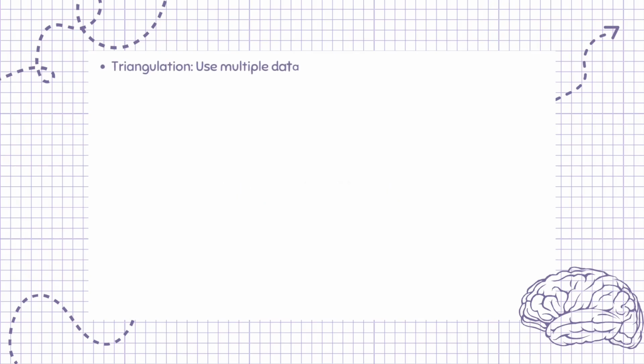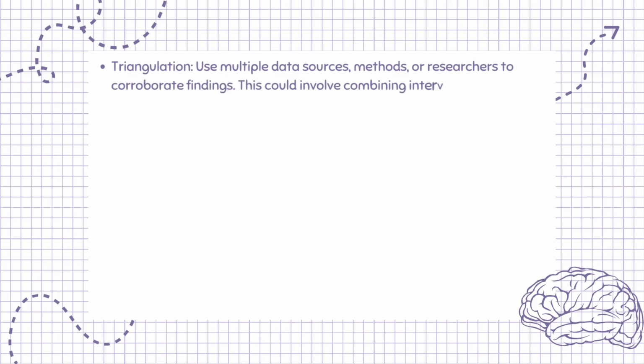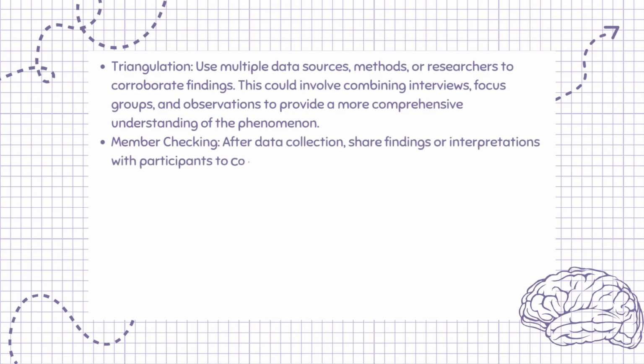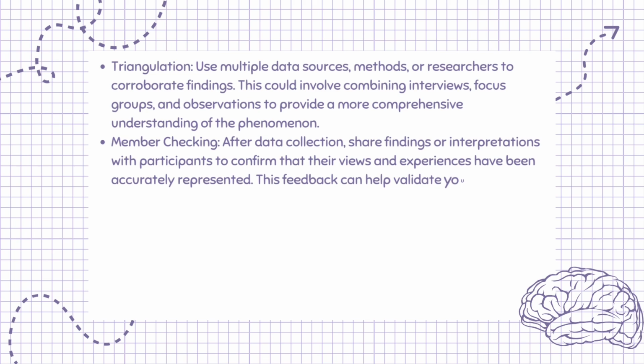Triangulation. Use multiple data sources, methods, or researchers to corroborate findings. This could involve combining interviews, focus groups, and observations to provide a more comprehensive understanding of the phenomenon. Member checking. After data collection, share findings or interpretations with participants to confirm that their views and experiences have been accurately represented. This feedback can help validate your conclusions.